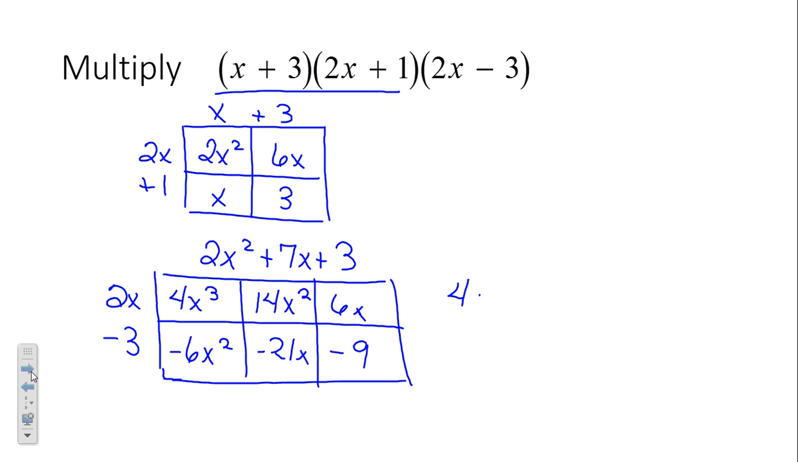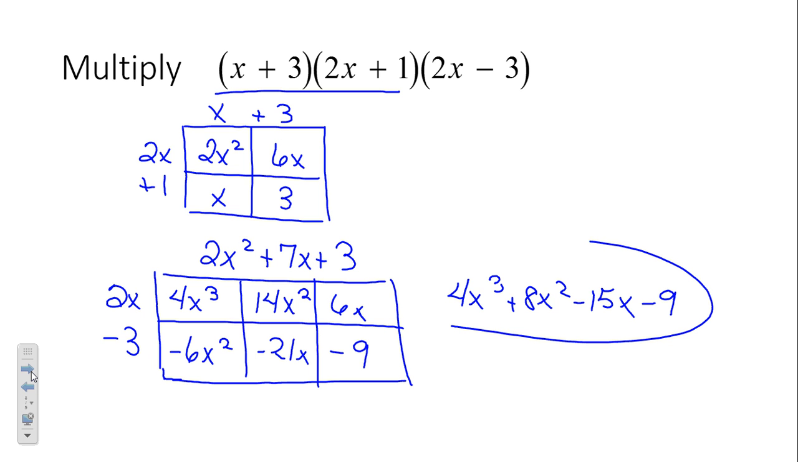Now we're going to add up our diagonals. We'll have a 4x cubed. There's nothing to add to it. Negative 6x squared and a positive 14x squared, 8x squared, a negative 21x and a positive 6x, negative 15x, and lastly our negative 9 doesn't have anybody to add up. There's our result.